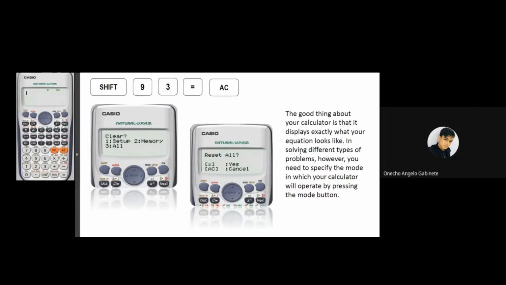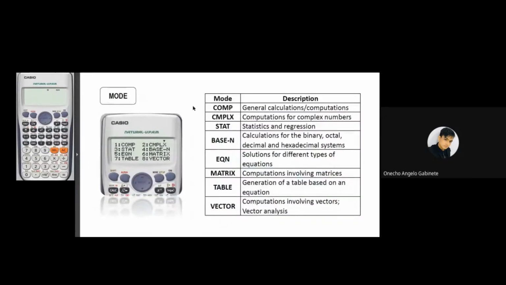So maganda sa scientific calculator na to, kung ano yung equation na gusto mong isolve, madi-display niya exactly. So depende po yun sa mode ng calculator na isa-set up mo. So ito po yung mga mode. So paano po natin ito mapapalabas?